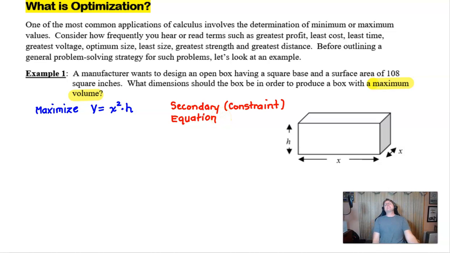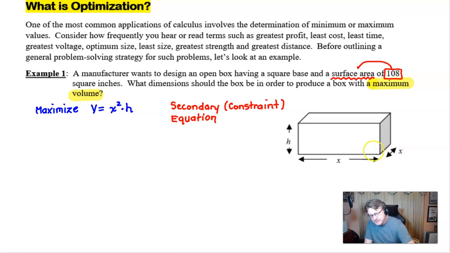And so to find this constraint equation, all one must do is find the number that is mentioned in the problem. And it's the only number, 108. So tie that number back to a concept, and that concept would be surface area. So it's the surface area of the box that would be this 108. Well, what is the surface area of the box, you might ask?